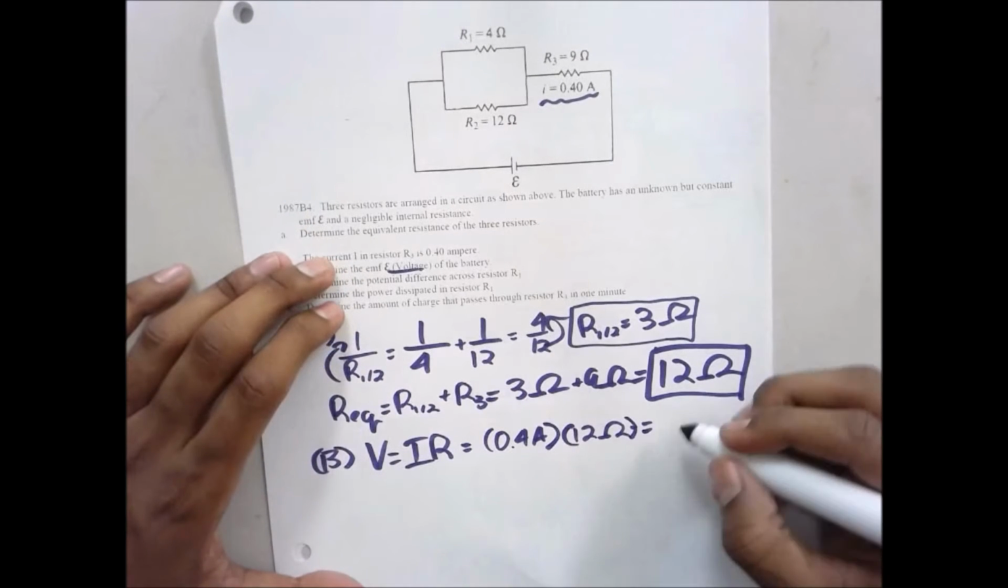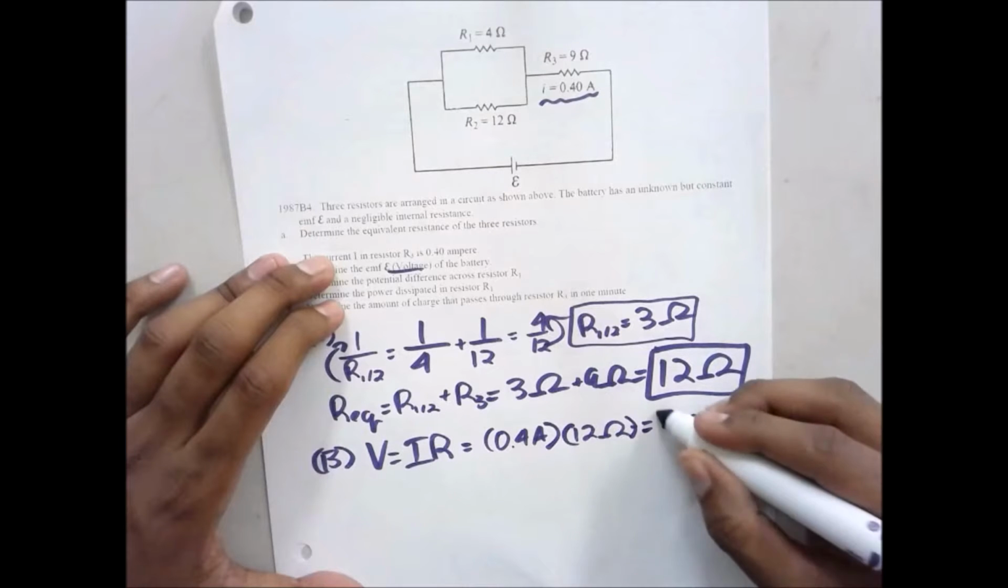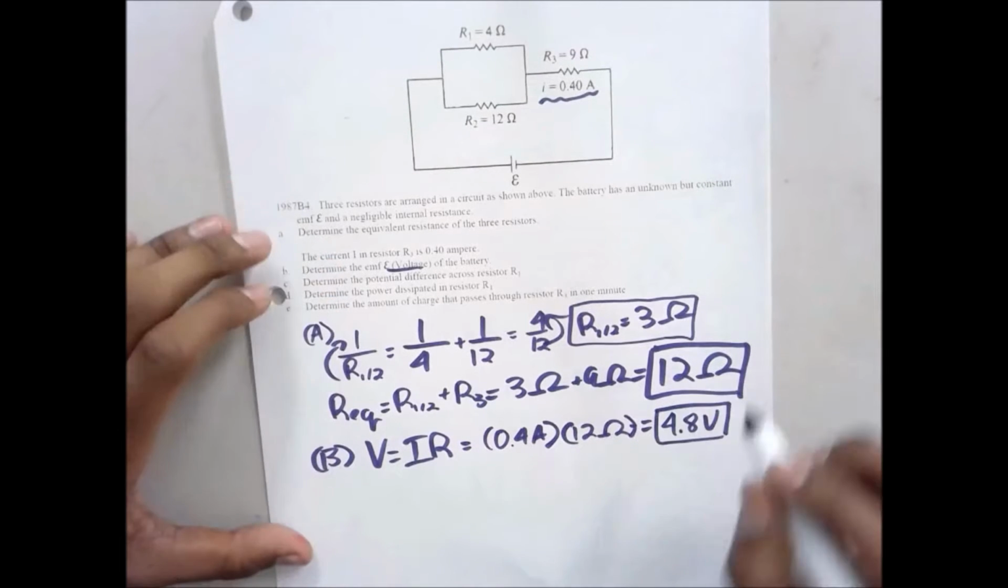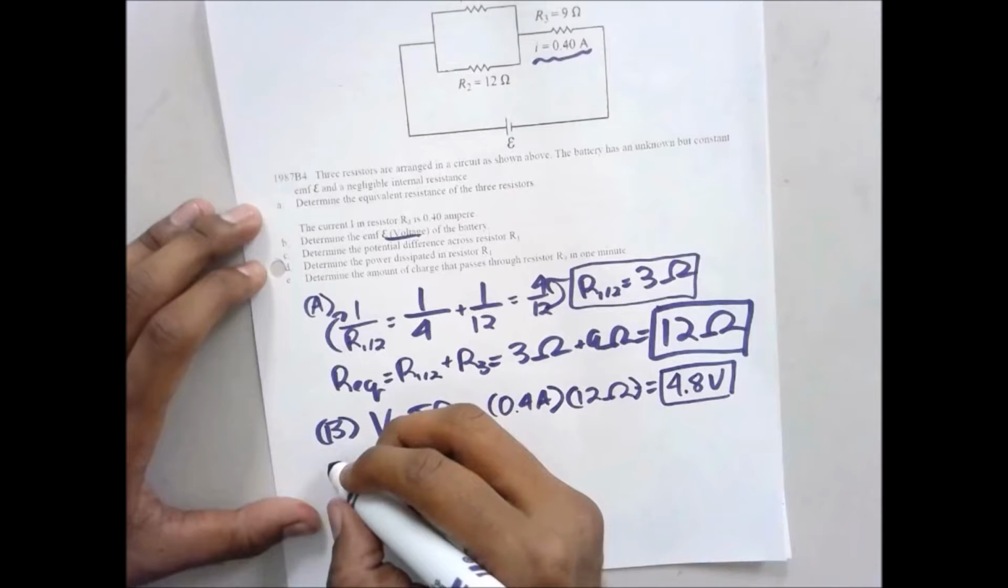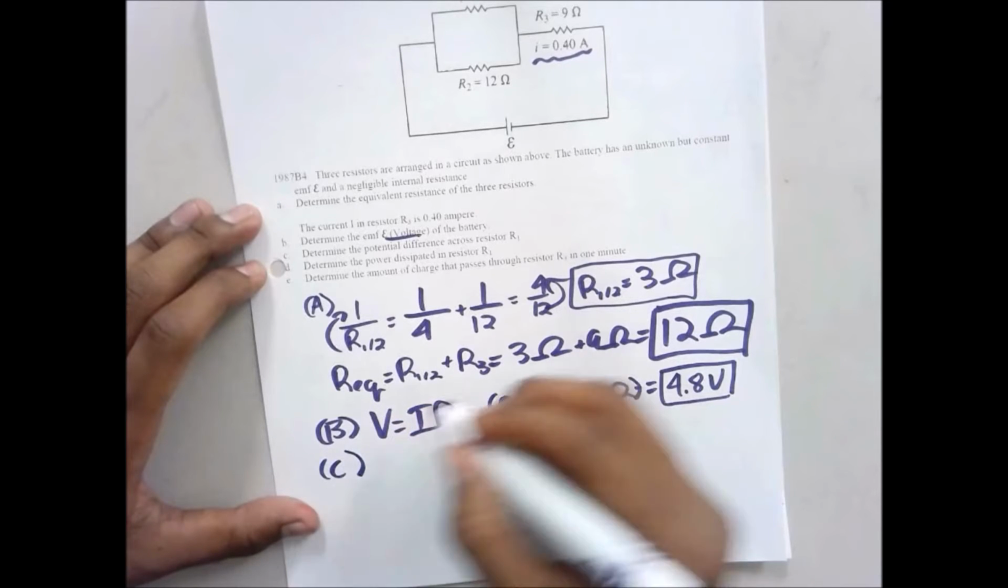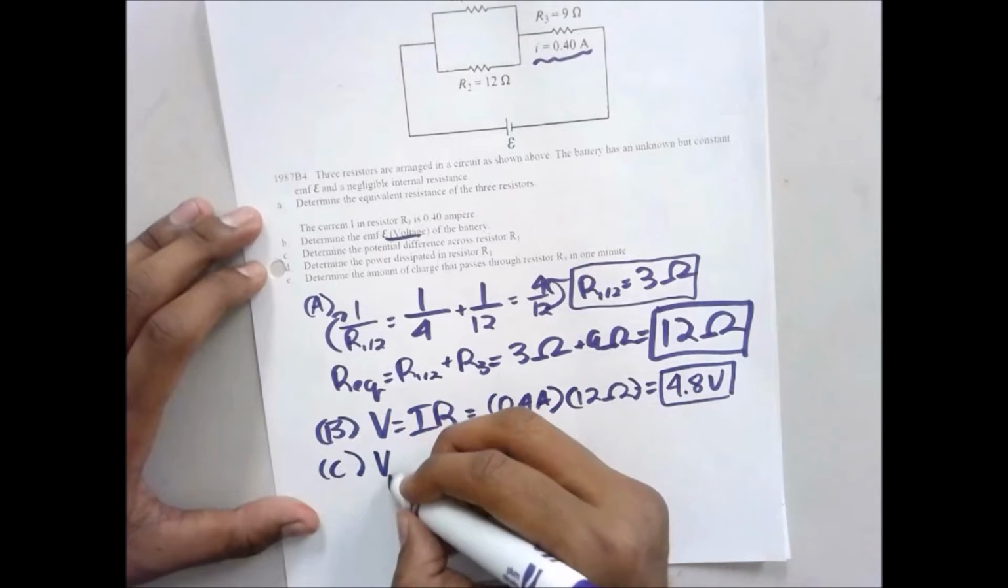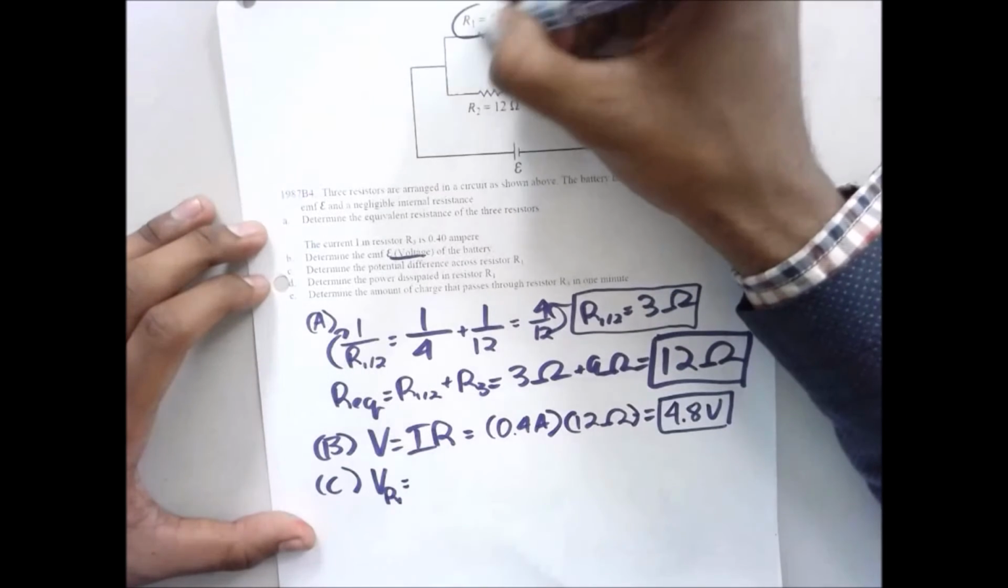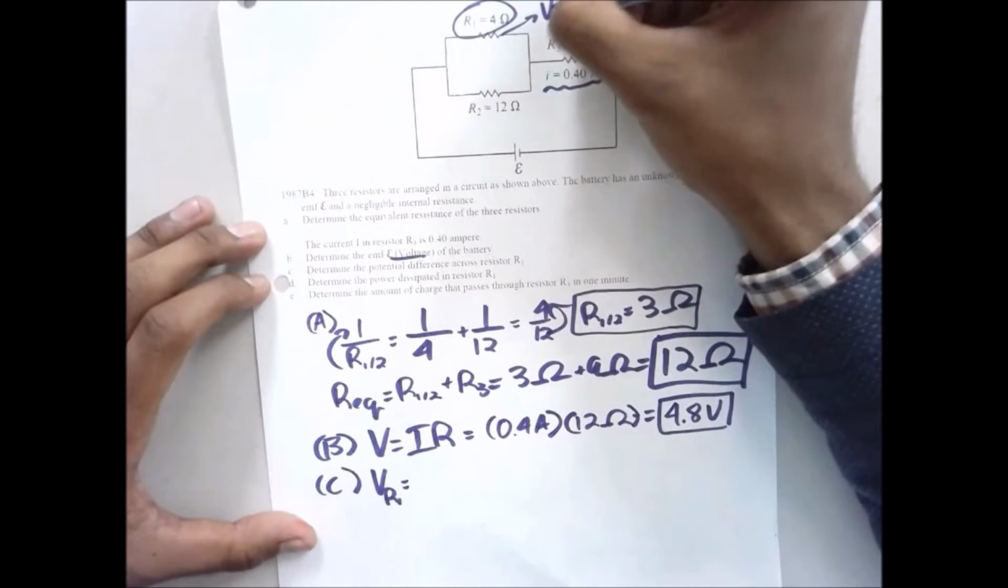You end up getting 4.8 volts. So the equivalent resistance is 12 ohms, the EMF is 4.8 volts. Now we have to find the potential difference across resistor R1. So VR1 is going to be equal to this guy. What is the voltage drop here?